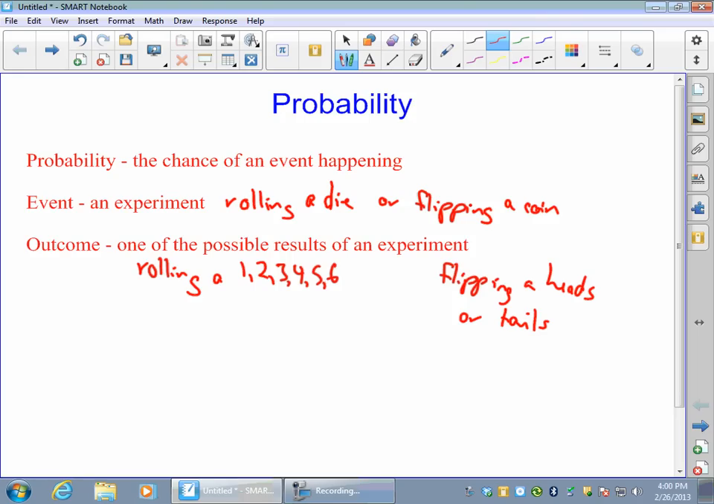Now, I'm not restricted just to these things. Like if I'm rolling a die, I could ask, what's the probability of getting a 1? I could ask, what's the probability of getting an even number? Or what's the probability of getting something that's divisible by 3? There's an endless amount of questions I could ask to find the probability of. But these are the possible outcomes. That's what I have to keep in mind.